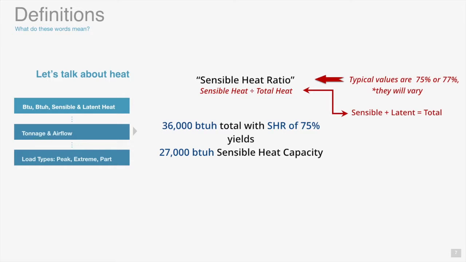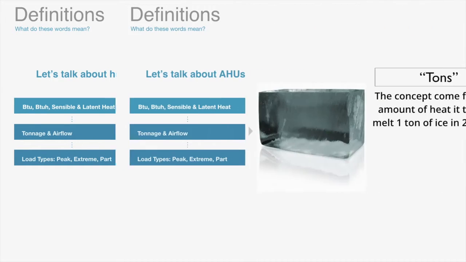Now, where this comes in handy and what you will typically see is if you have a 3-ton air conditioning unit, 36,000 BTUs, tons are measured at 12,000 BTUs per ton. If you have a 3-ton air handler with a SHR, the initials for sensible heat ratio, of 75%, that will give you 27,000 BTUs of sensible heat capacity. That's fairly straightforward math right there.